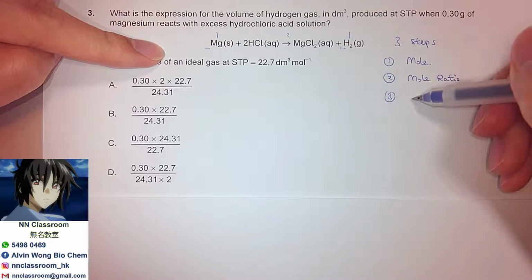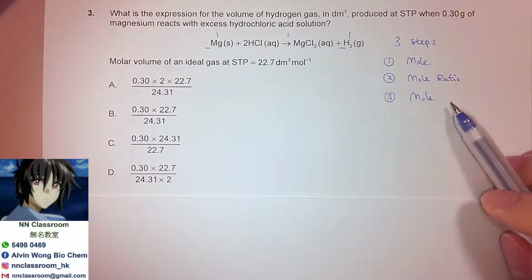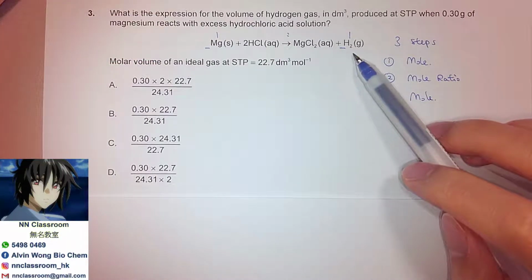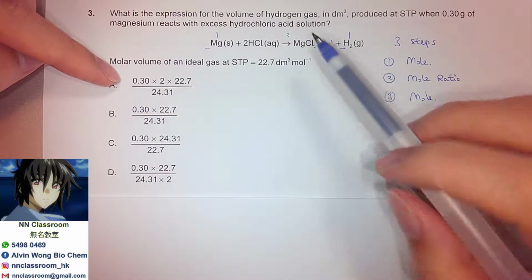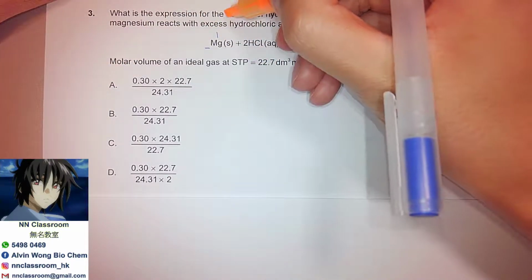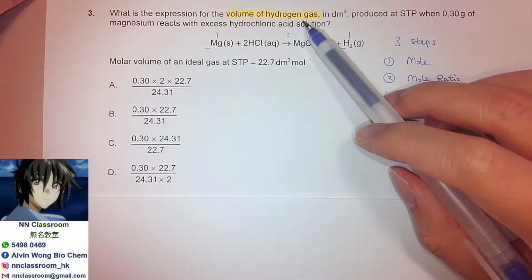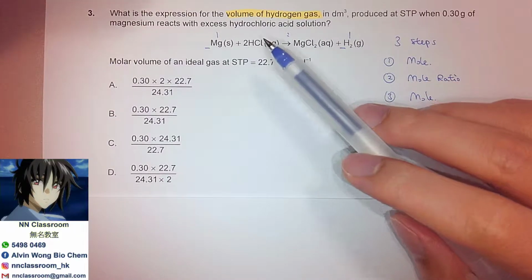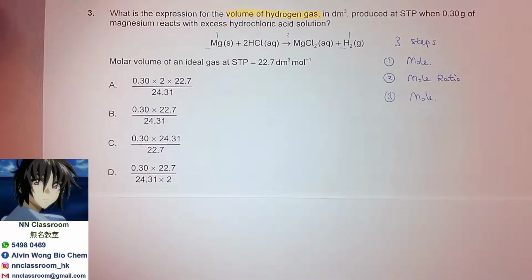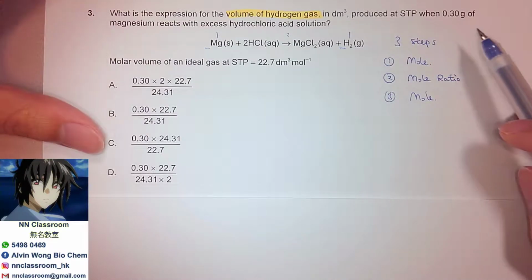And finally, the third step, the final step, is that we arrive at the moles of our target. So in this case, my target is going to be hydrogen gas, right? And once I know the moles of the hydrogen gas that I'm going to have produced after the reaction, I should know the volume, right? By simply using the expression volume over molar volume equals number of moles, right?